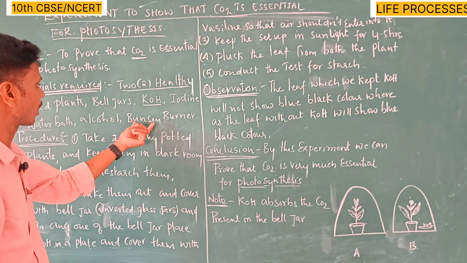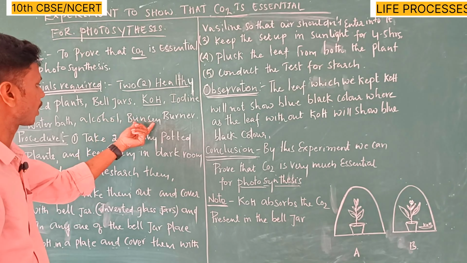Coming to the procedure, how to conduct the experiment. Take two healthy potted plants and keep them in a dark room for 3 days to destarch them. After keeping them in a dark room for 3 days, what are you going to do? You take them outside, and then you cover those two plants with bell jars. What are these bell jars? They are usually inverted glass jars.